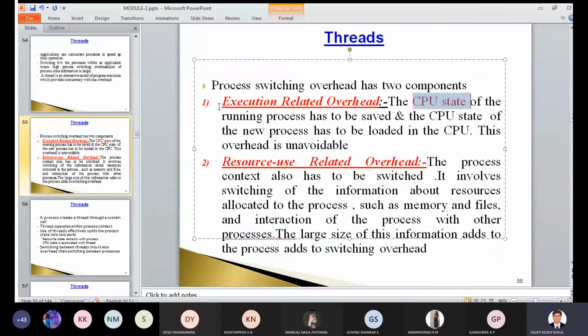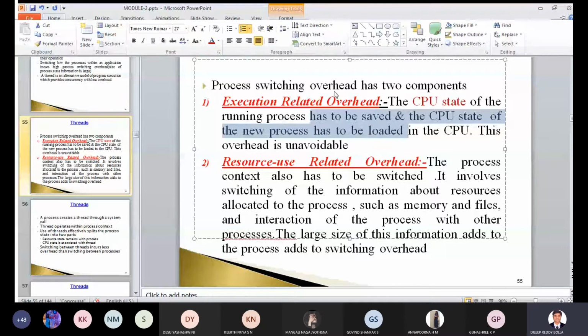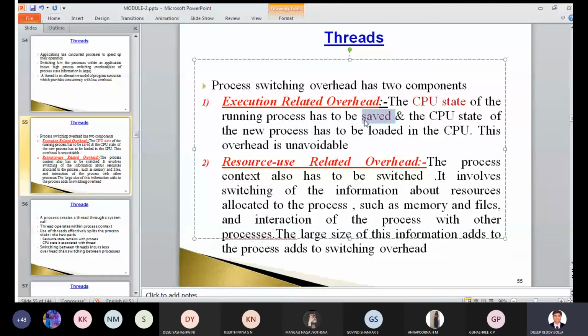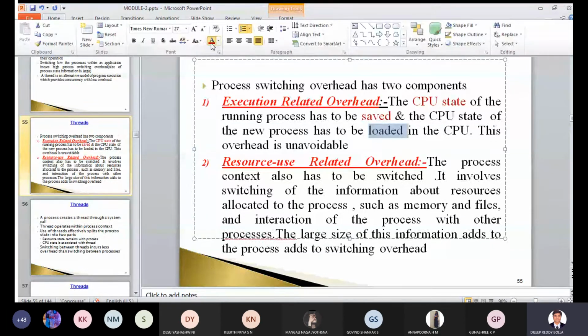The CPU state of the running process has to be saved, and the CPU state of the new process has to be loaded. So because of this problem, we need to do two things here. We have to save this, right? And then we have to load it.